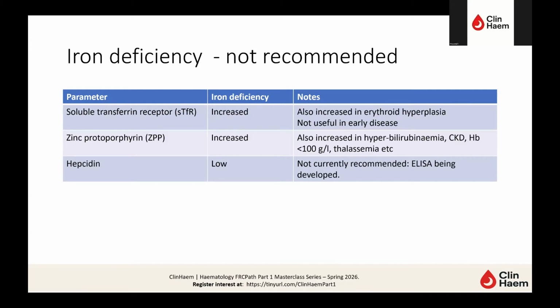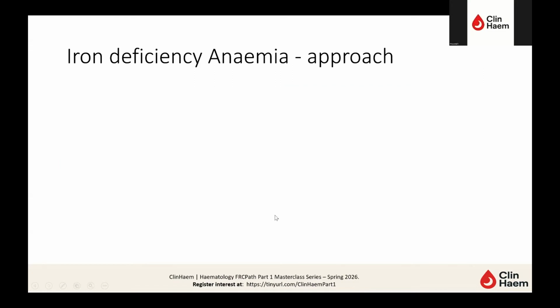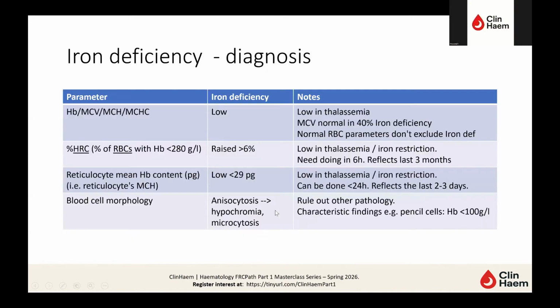Now, zinc protoporphyrin. If there's iron deficiency, in the final heme pathway, because there's iron deficiency, the body will try to incorporate zinc in its place. And then as a byproduct, ZPP will be elevated in iron deficiency, but we don't use it. Hepcidin is a good marker, but it's not currently recommended because the testing is not widespread, but there's an ELISA test being developed, and if it becomes widespread, then hepcidin will come into use. In iron deficiency, it will be low, and I'll explain what hepcidin is and how it works in a second.